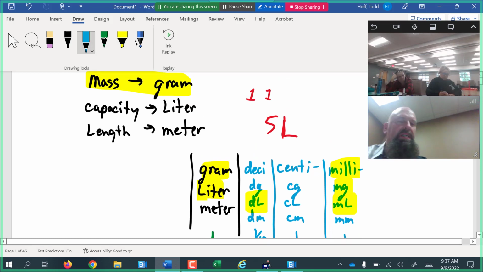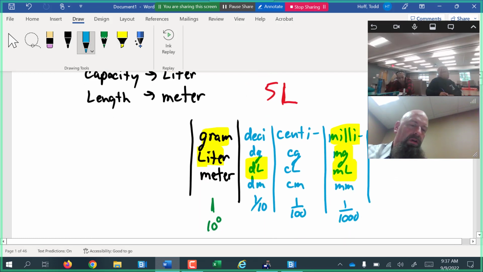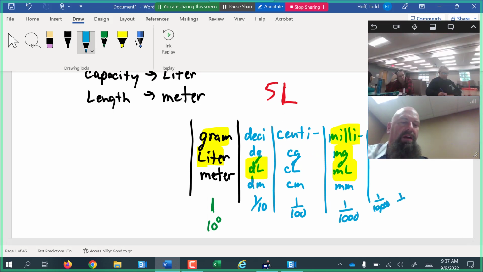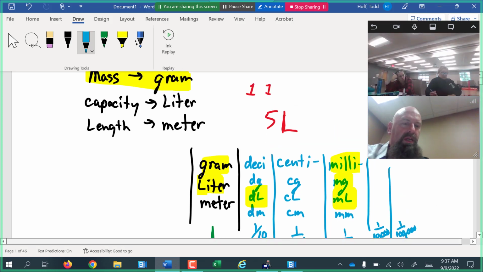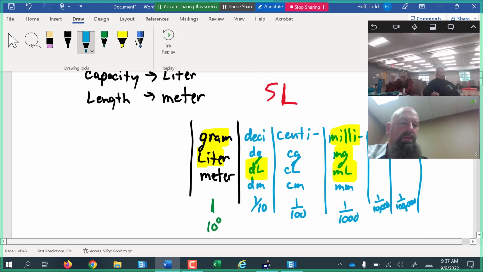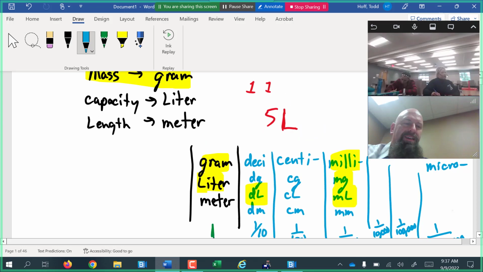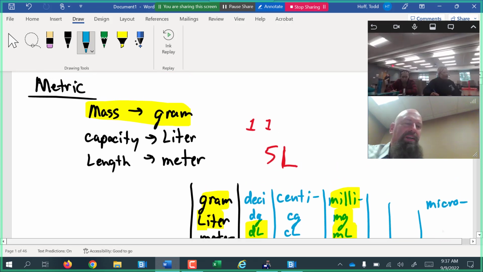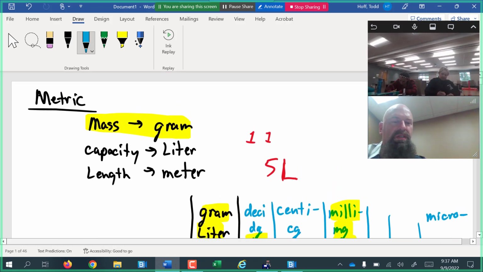Now, if we keep going smaller, we skip over. We don't go every 10. We skip over the 10,000th and the 100,000th. They don't have units for those, or they don't have special prefixes for those. And we skip down to micro. Micro is a millionth. So the official abbreviation for micro, I'm going to scroll up here so I got a little more room, is the Greek letter mu. So microliter would be mu-L, microgram would be mu-G.